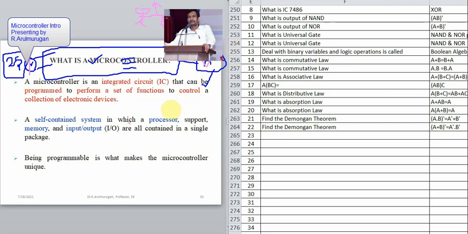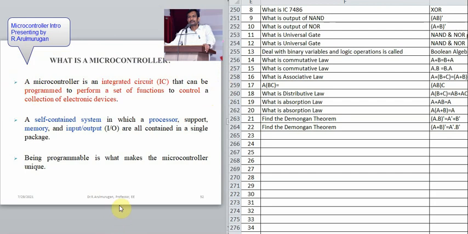Then the second condition: whenever the temperature goes below 20 degrees, the air condition turns off. That type of line you write on the controller, you program the controller. This is called a program. You write the program and dump it into the controller. The controller will take the actions. That's all. This is the purpose of the microcontroller.